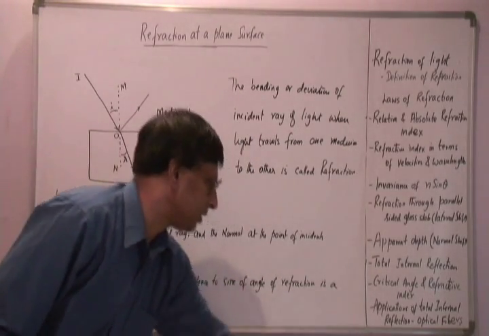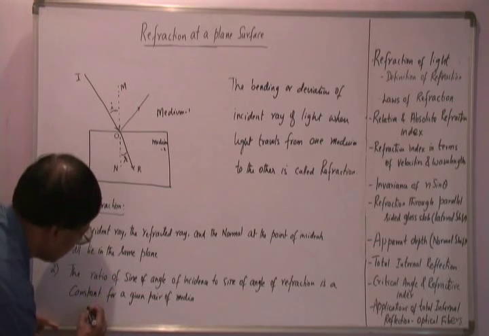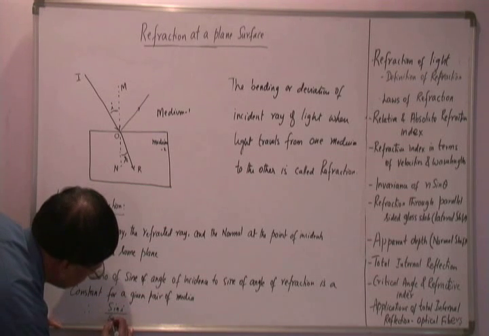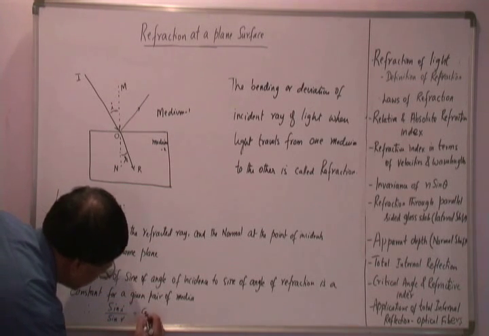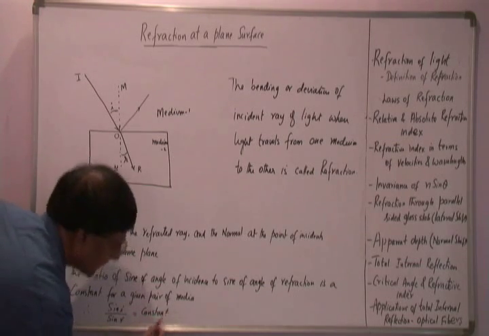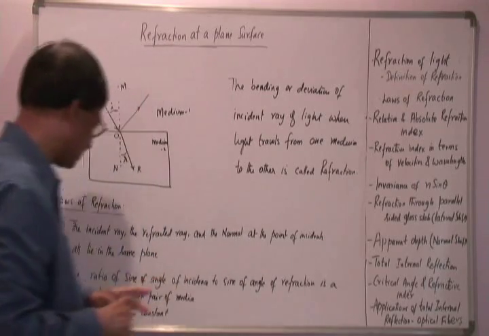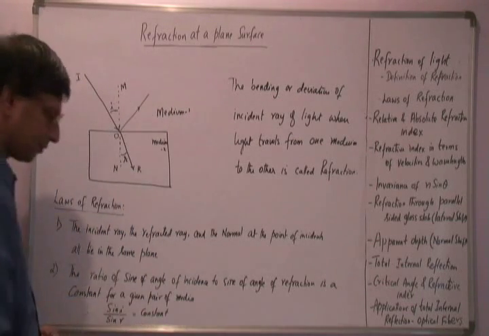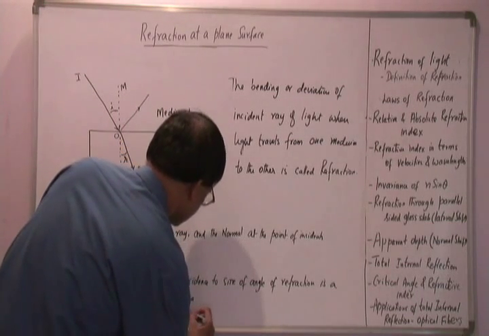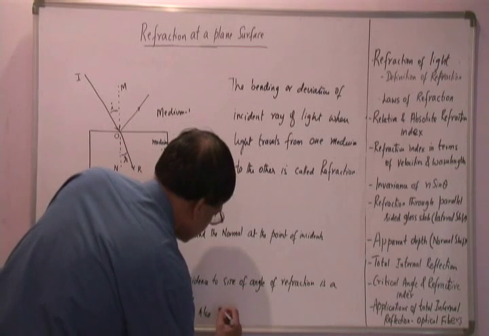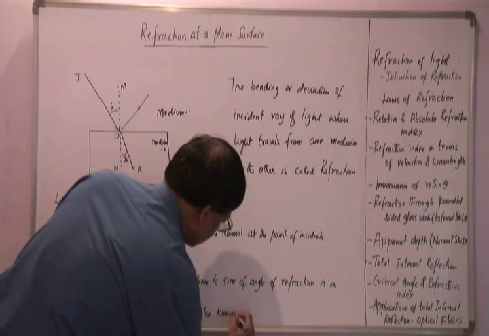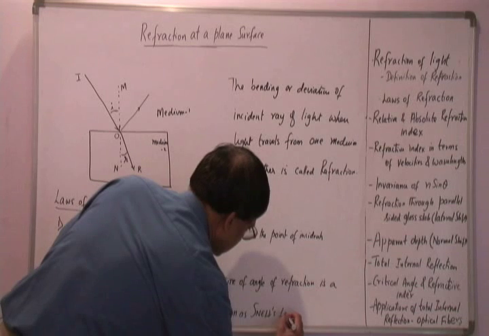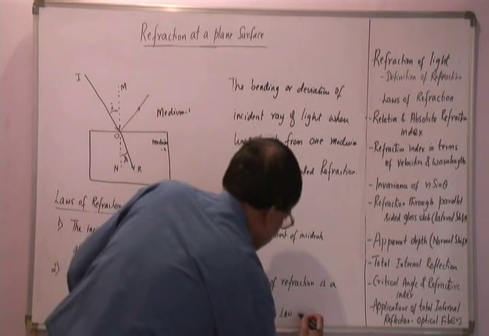So let me write it down here in terms of a formula. That means, therefore, I have sin I by sin R equal to constant. So I say sin I divided by sin r is a constant. This equation is also known as Snell's law, or the sine law.